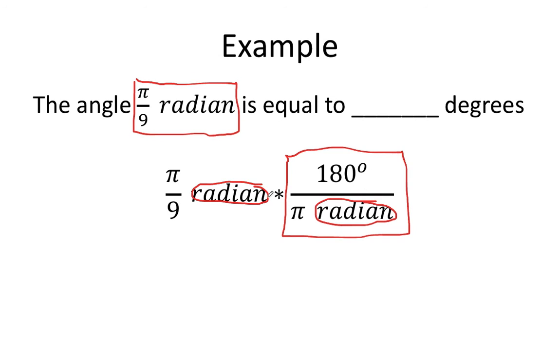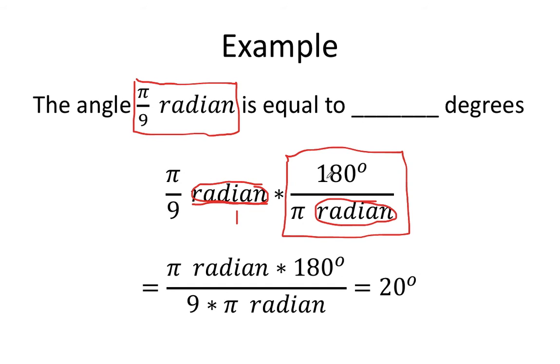So once again, I'm going to multiply these two fractions. The way you change radian into a fraction is radian over 1. So now the top is pi times radian times 180, which is just pi radian times 180. Bottom is 9 times 1 times pi radian, so 9 times pi times radian. Pi over pi just becomes 1. Radian divided by radian just becomes 1 again.